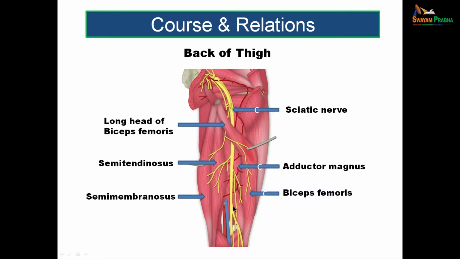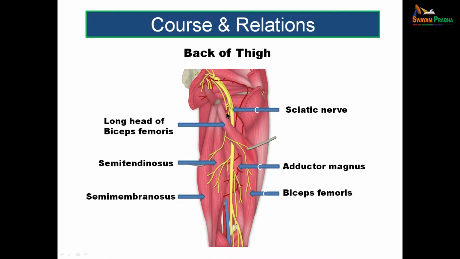In the back of the thigh, it is crossed superficially by long head of biceps femoris, which is taking its origin from the ischial tuberosity. So, you find this long head crossing the sciatic nerve and going laterally. Here it will unite with the short head to form the belly of biceps femoris.